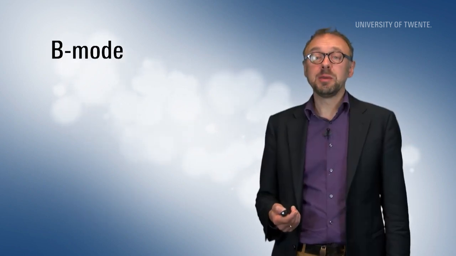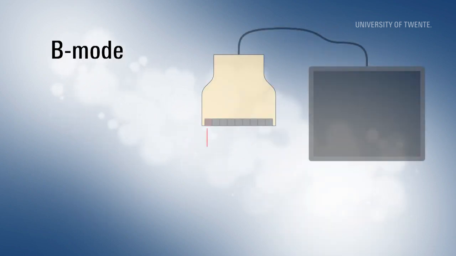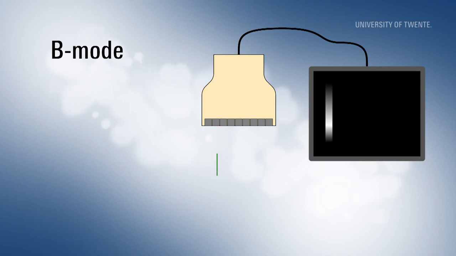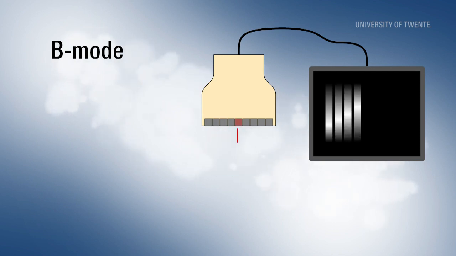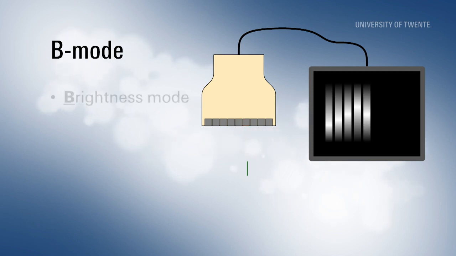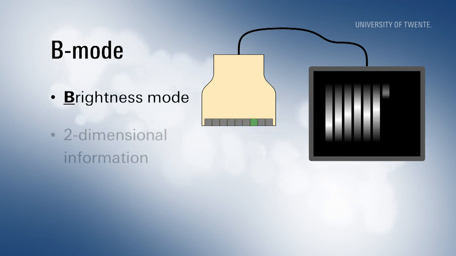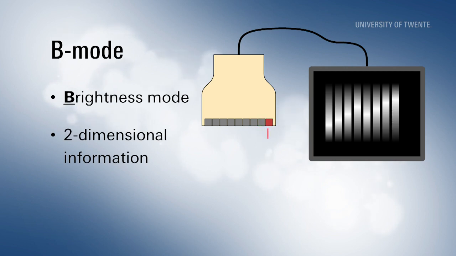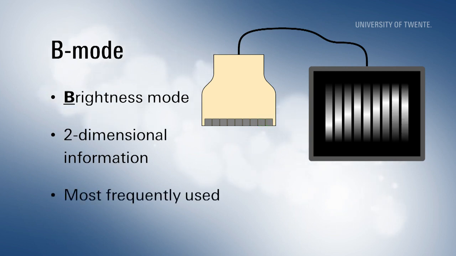The next mode is the B mode, which is basically a number of A mode scans placed next to each other as grayscale values. The name B mode comes from the fact that we see the brightness. It provides you two-dimensional information. And the B mode image is the most frequently used way to present ultrasound images.